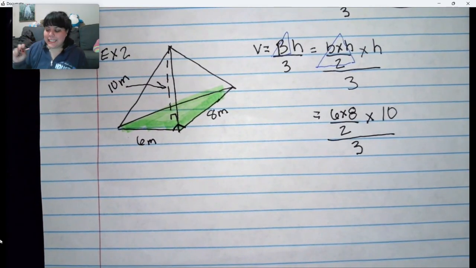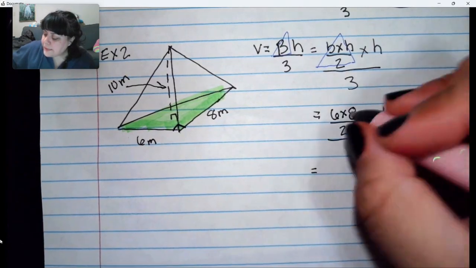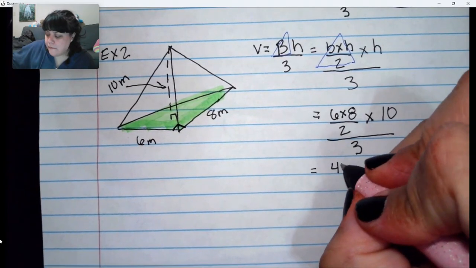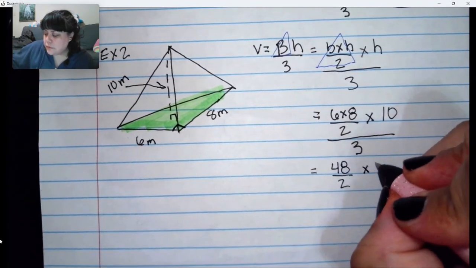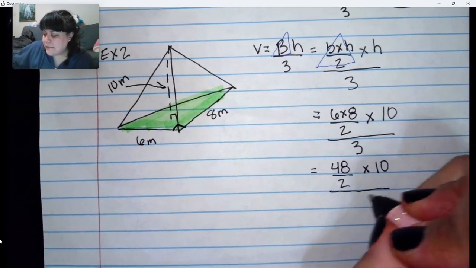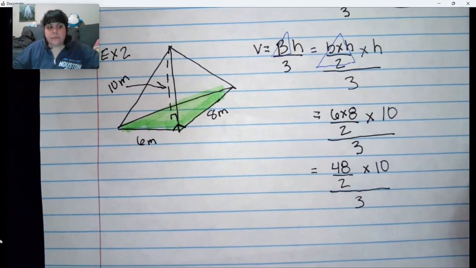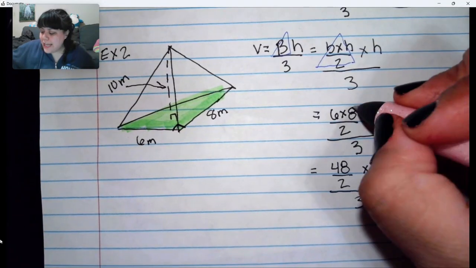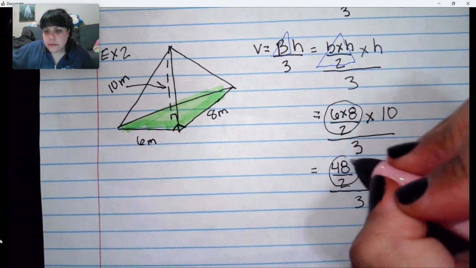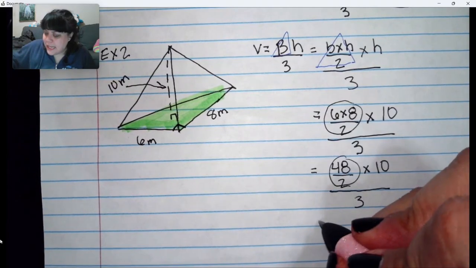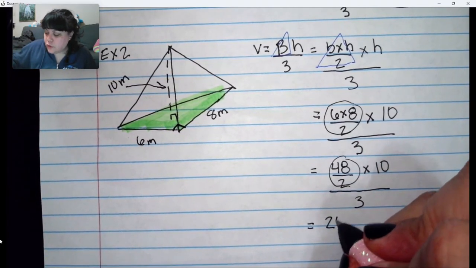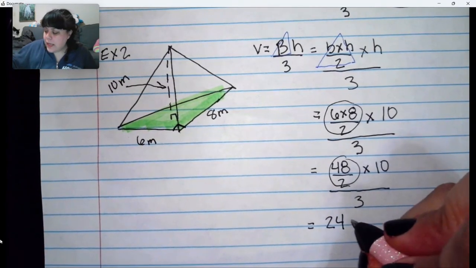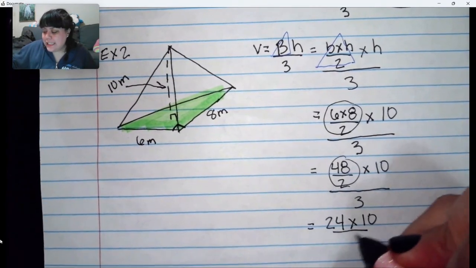Okay, let's get mathing. So 6 times 8 is going to give me 48, divided by 2, times 10, divided by 3. Okay, so this part is this part right here. Alright, and then I'm going to keep going. 48 divided by 2 is going to give me 24. I'm going to multiply that by 10 and then divide it by 3.